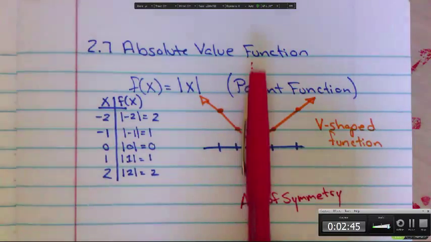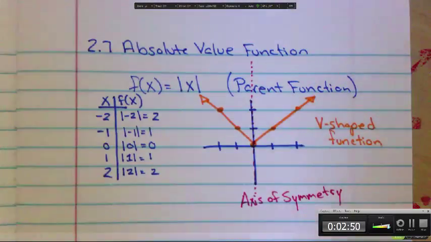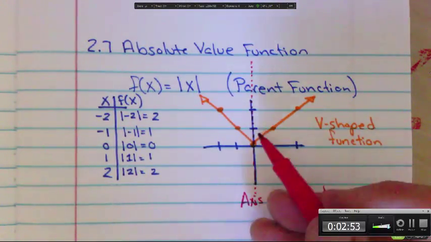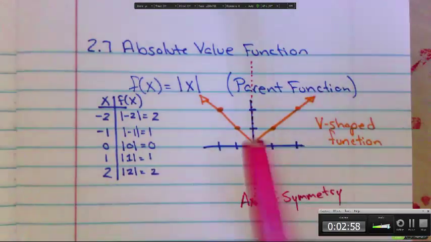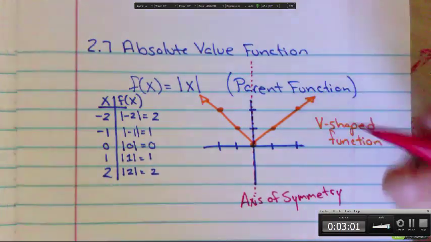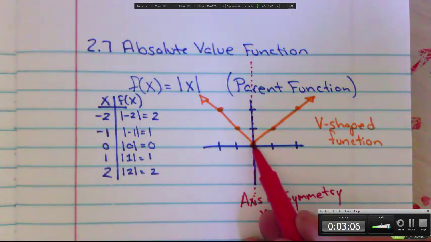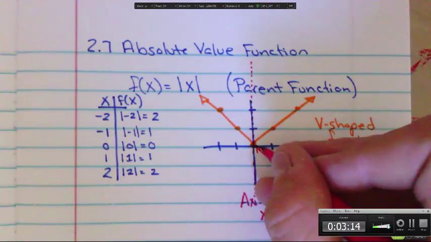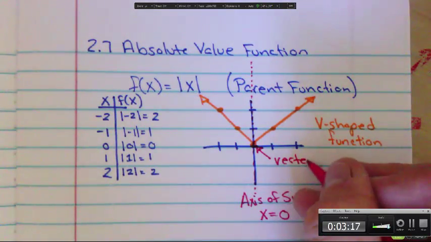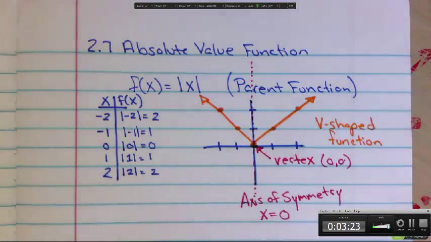If you were to reflect this function or rotate it about that line 180 degrees, the left side would be mapped onto the right side and vice versa. In this case, the axis of symmetry is a vertical line, so it's an x equals equation, and it's x equals whatever the x value of your vertex is, and the x value here is 0, so it's x equals 0. And then once again, same as with the parabola, this bend in the graph is called the vertex, and if the function is not manipulated, the vertex is at 0, 0.